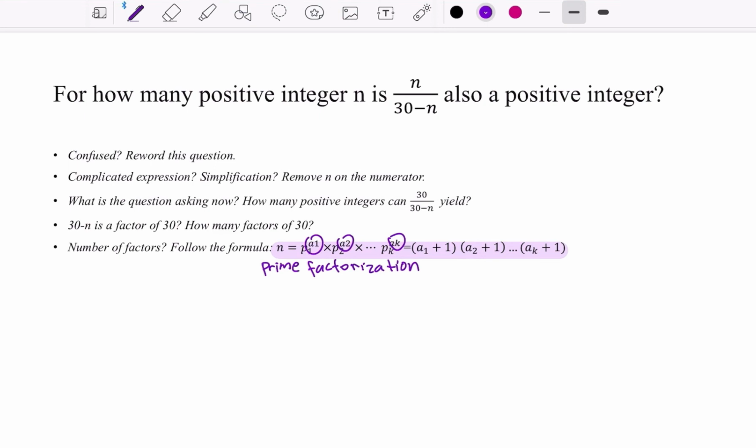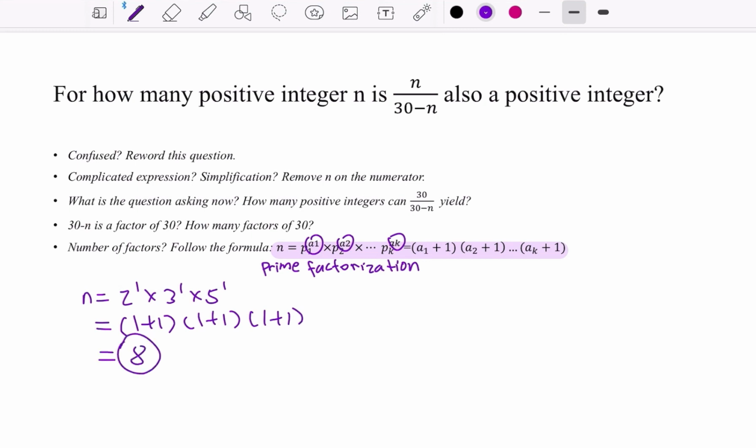Okay, so let's try this, just simply plugging them in. 2 to the power of 1 times 3 to the power of 1 times 5 to the power of 1. This is basically the prime factorization of 30, right? And then we take out the ones. So just 1 plus 1, 1 plus 1, 1 plus 1. Multiply them all together. This gives us 8 in total.